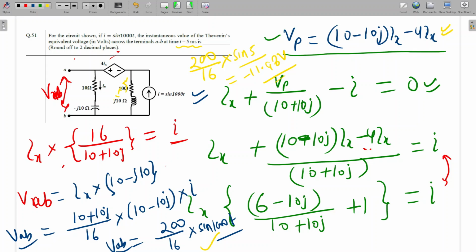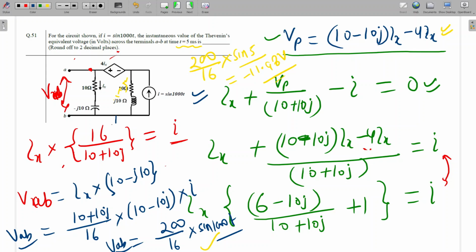Sir, I have a doubt. Okay, you can ask. They have given this voltage dependent source, plus minus 4ix. So this voltage can be assumed at this node, node A. Does it have a voltage of 4ix? No, this node doesn't have a voltage of 4ix.